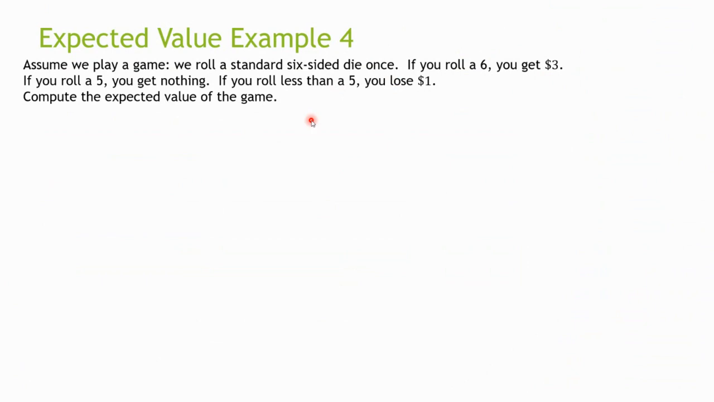So we're rolling a standard 6-sided die once. Standard, again, means that every outcome is equally likely, each of the 6 numbers you can get. If we roll 6, you get $3. Okay. If we roll a 5, you get nothing. If you roll less than a 5, so if you roll a 1, 2, 3, or 4, you'll lose $1. Okay, but what is the expected value of this game?